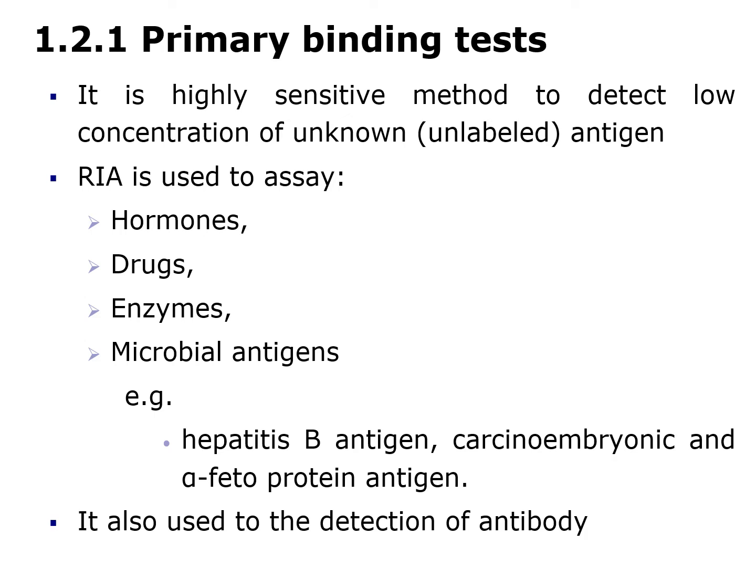So it's highly sensitive. We already mentioned that. And this can be utilized for the measurement or detection of hormones, drugs, enzymes, microbial antigens like hepatitis B antigen, CEA, alpha fetoprotein. So there are many, many applications of RIA. So it's used for the detection of antibody.